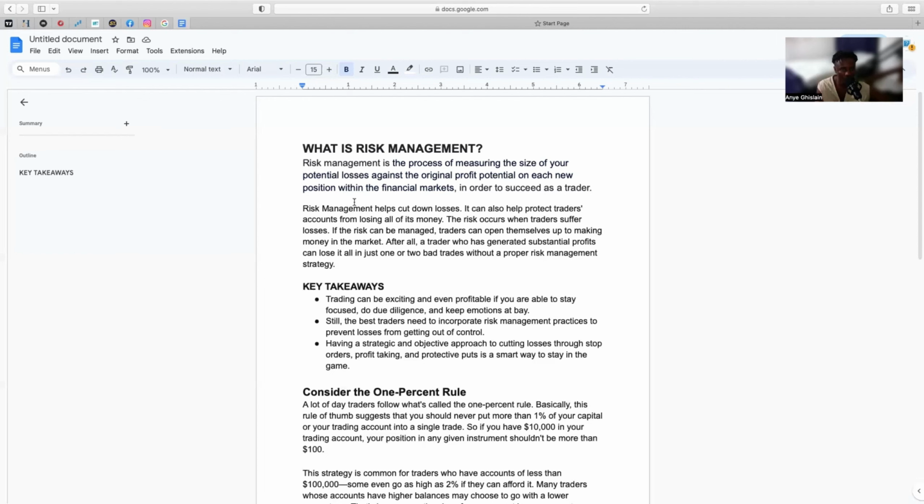Let's continue with this. Okay, risk management helps cut down losses. It can also protect traders' accounts from losing all of their money. The risk occurs when the trader suffers losses.